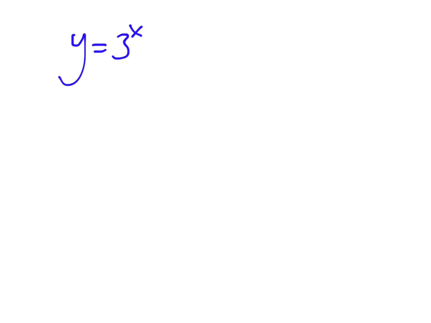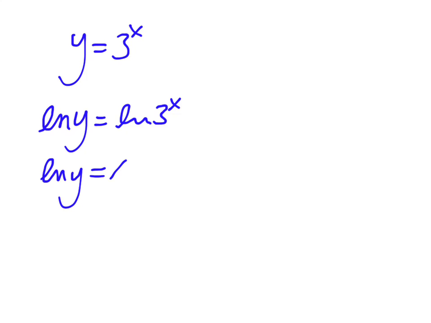One of the ways we can take the derivative of this is taking the ln of both sides. So ln of y is equal to ln of 3 to the x. Then we can use one of our rules of logs and take this x that's on the 3 to the x to the outside. If it's an exponent inside the ln or the log, it can come outside. So ln of y is equal to x times ln of 3.